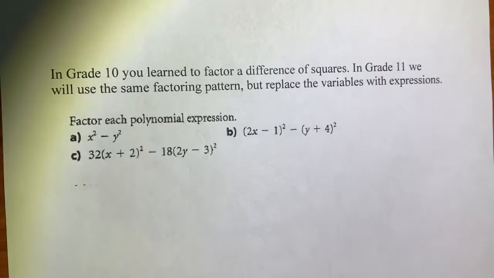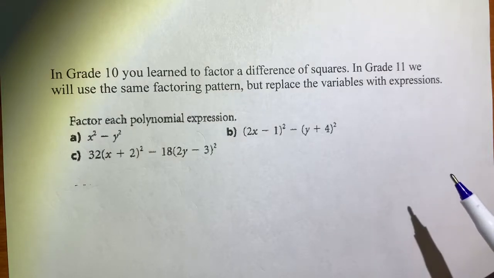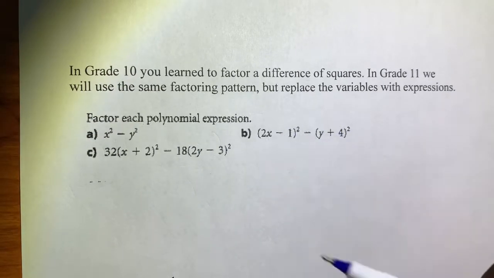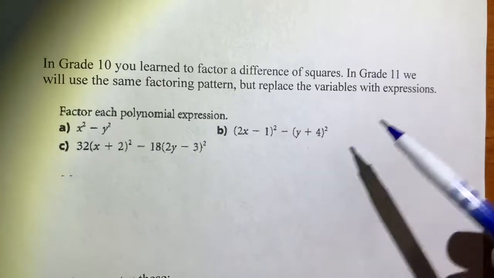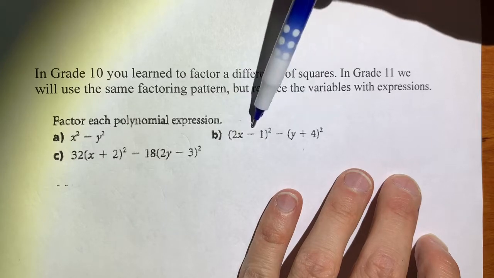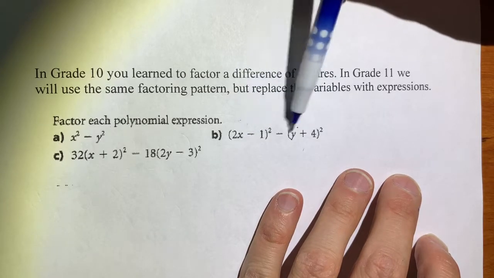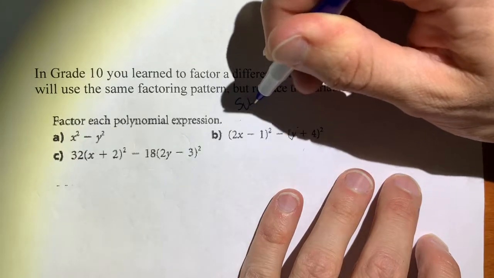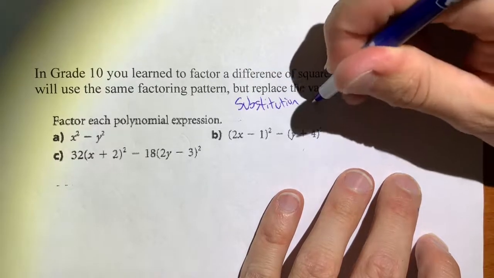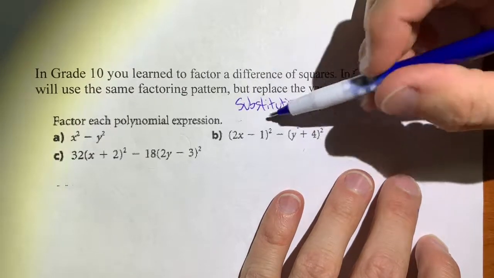Okay, last thing. Grade 10, you learned to factor a difference of squares. In grade 11, we use the same factoring pattern, but replace the variables with expressions. So again, we're going to look at this, and we'll see how b actually becomes the same as a. So all we have to do is a substitution twice. So this is really complicated, right? And we have different variables. So we wouldn't be able to factor this regularly, but we can use substitution again. We're going to use substitution twice because we have two different binomials.